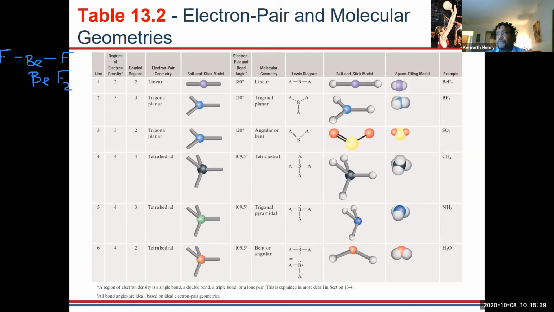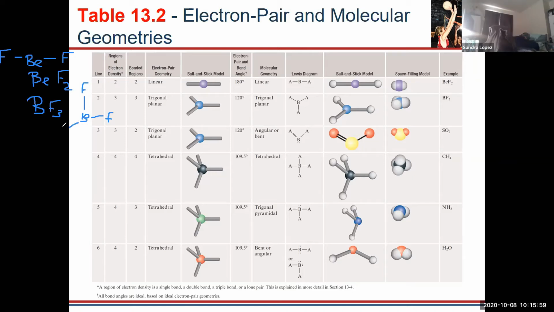Okay. So if I have BF3, that's going to look like this. Now my fist is B. Each of the green glow sticks is an F. What is that going to look like? Trigonal planar.